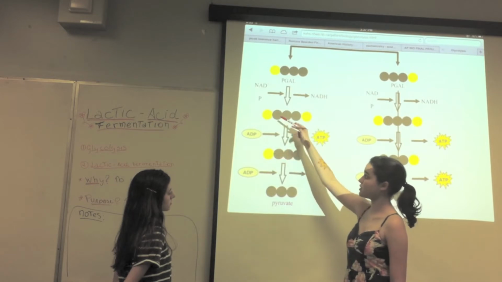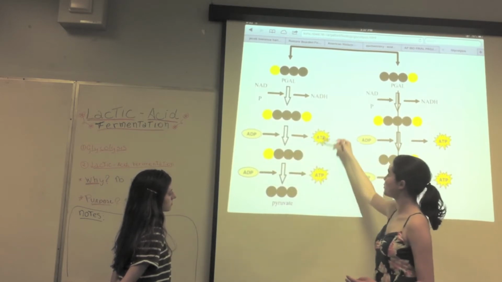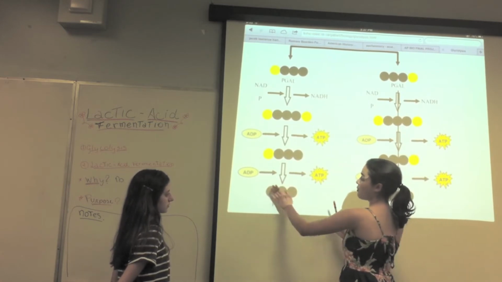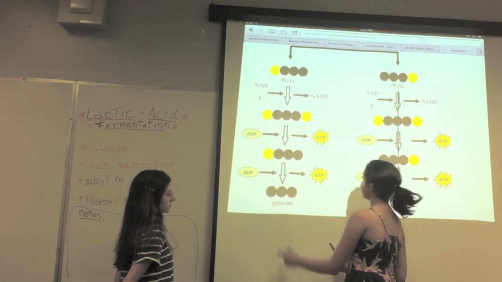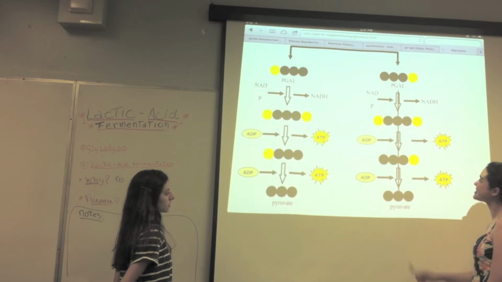So you have 2 of them, because since you have 2 phosphates, you need 2 ADP molecules coming in here to become 2 ATP molecules, and then you end up with this 3-carbon molecule with no phosphates, which is the pyruvate. And once again, you have this happening twice.